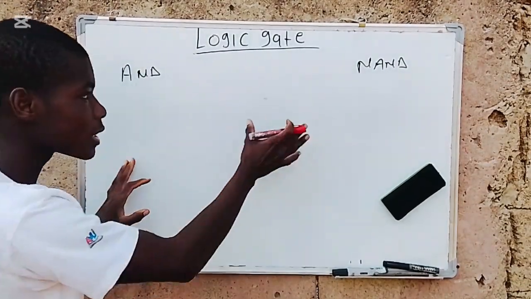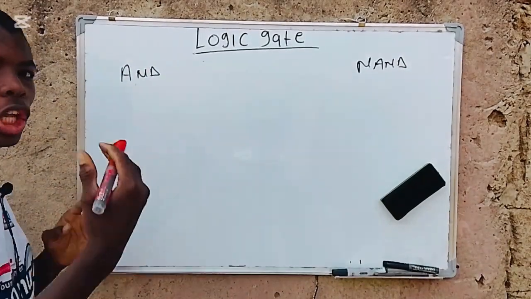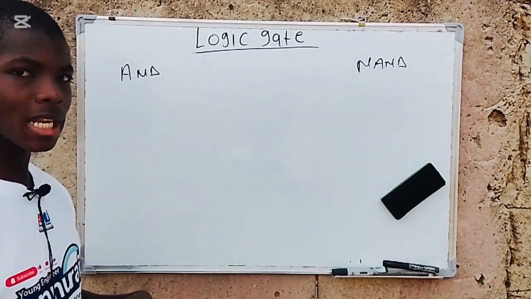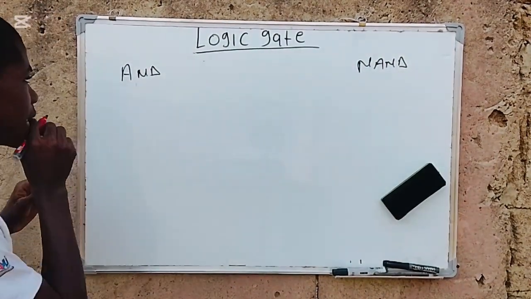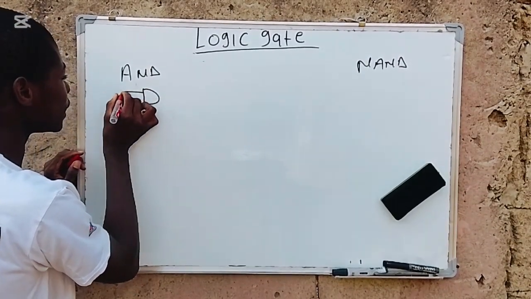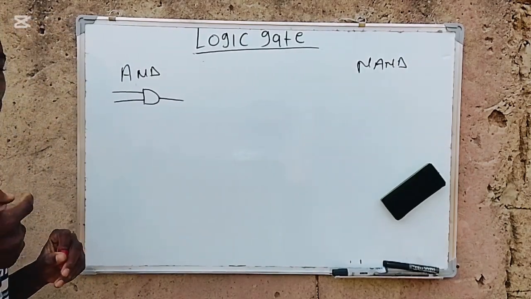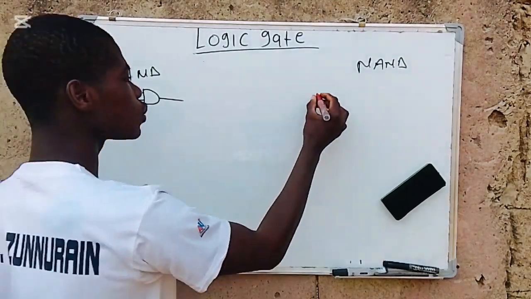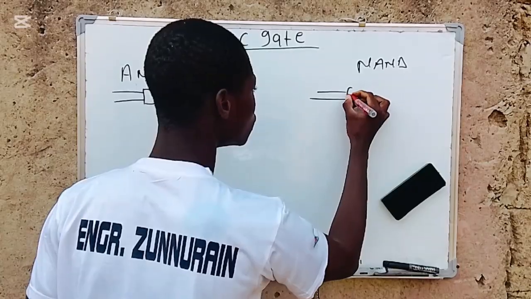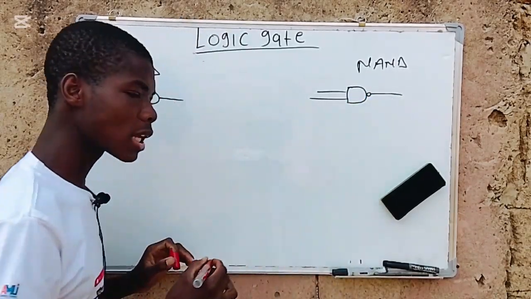The relationship between these two is that the NAND is basically the complement of AND. What I mean is that this is the sign of AND. So since I said NAND is a complement of this, it will be like this, and then I will have the bubble, and then this is the output.